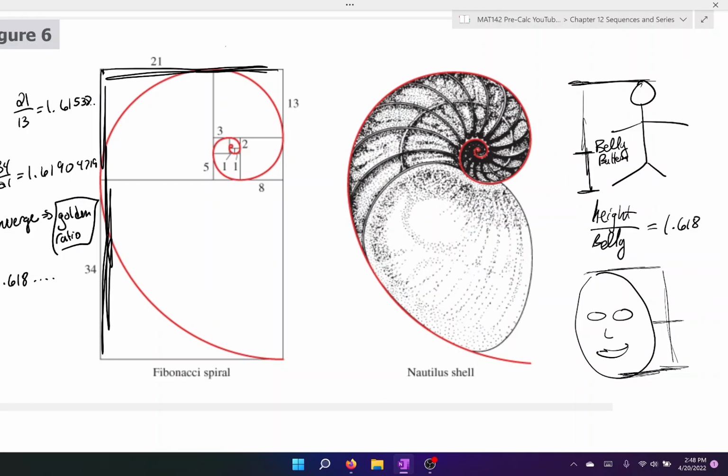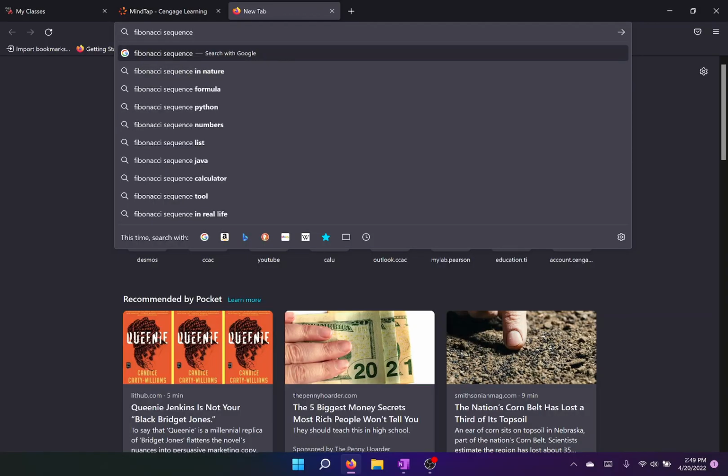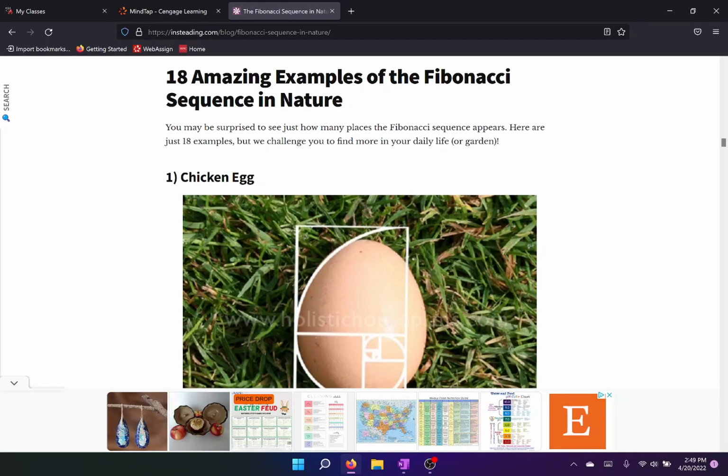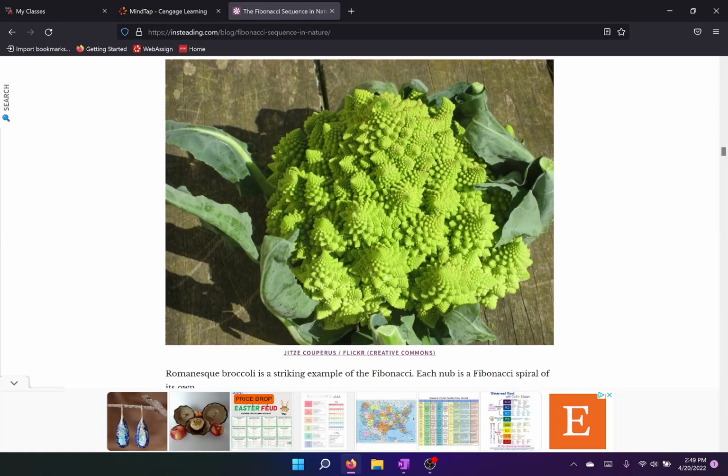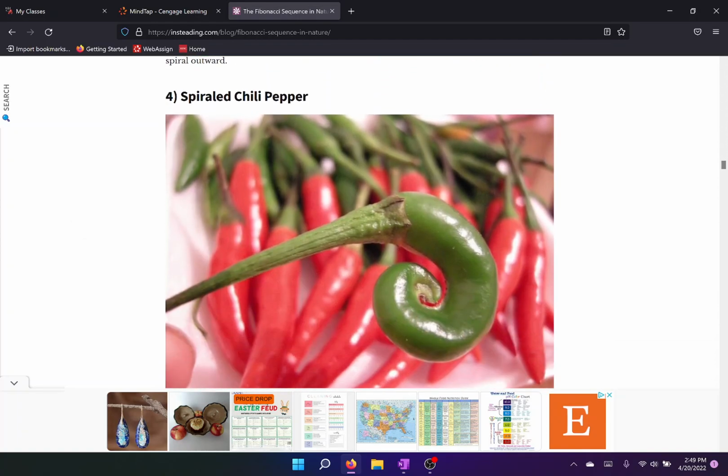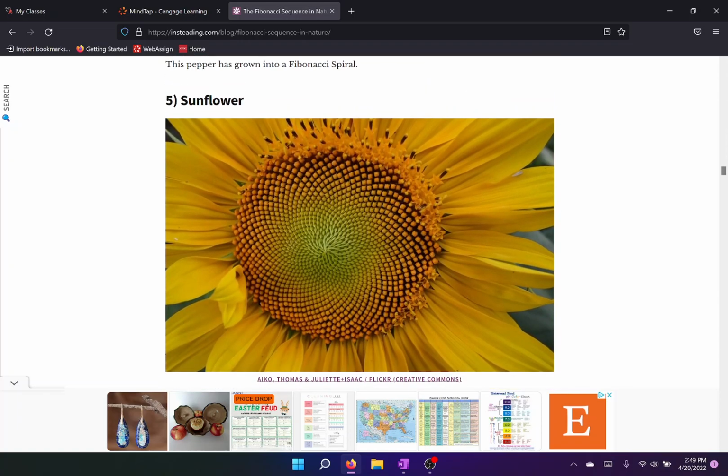In fact, when you look at sunflowers, all right, let me see if I can grab a picture real quick. All right, I'm back. I literally just Googled this, all right? I clicked on the first website. Amazing examples of Fibonacci sequence in nature. You got a chicken egg. You got Romanesco broccoli, aloe plant, the spiral chili pepper, the sunflower, all right? If you were to just start in the middle of the sunflower, you would have one little petal, one little ridge, and then you'd have another one next to it. And then next to that, you'd have 2.